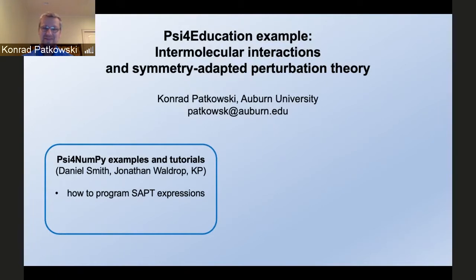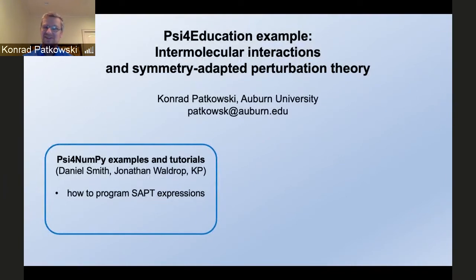So Psi4NumPy has, of course, many excellent examples and tutorials. As far as SAPT is concerned, we owe these examples to Daniel Smith and Jonathan Waldrop, and I wrote a few as well. And I really like them as an introduction to programming new SAPT expressions.